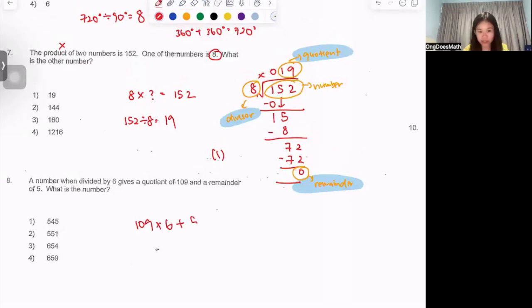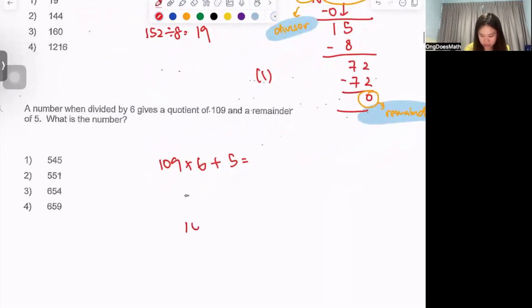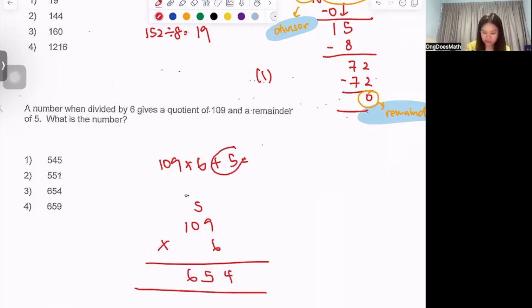So we'll do the multiplication first. What is 109 times 6? What's 9 times 6? It gives you 54. What is 0 times 6? It gives you 0. And since you add a 5, it becomes 5. And 1 times 6 gives you 6. Then next, don't forget to add this 5. So you should get 659, and hence the answer is option 4.